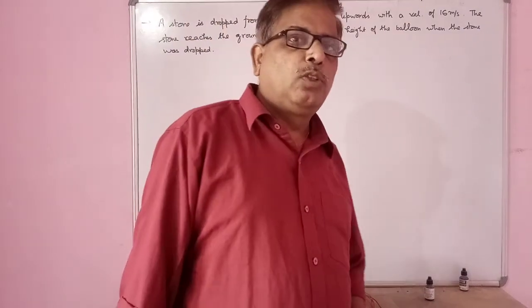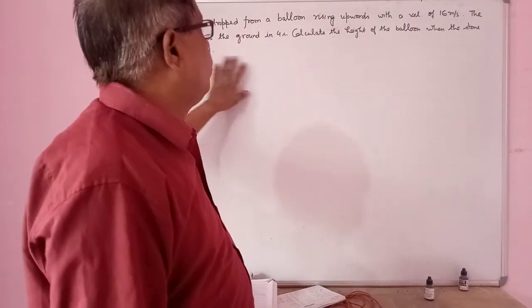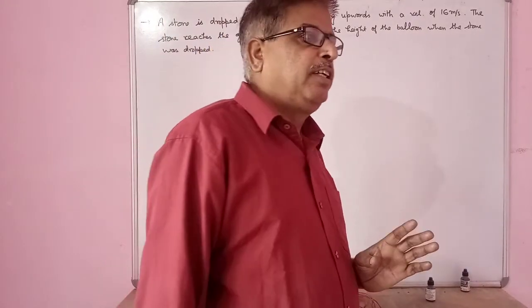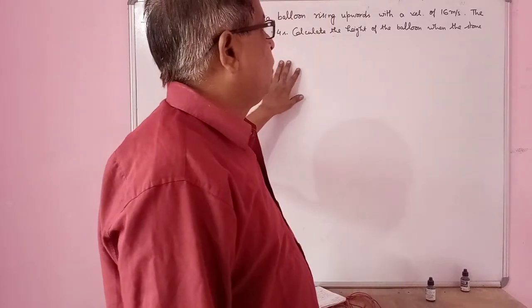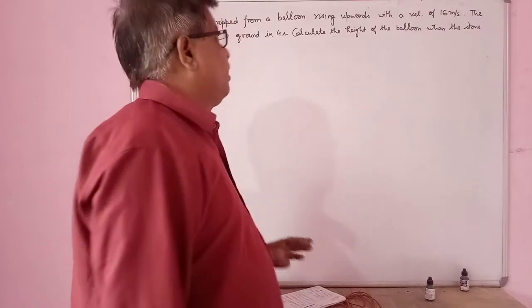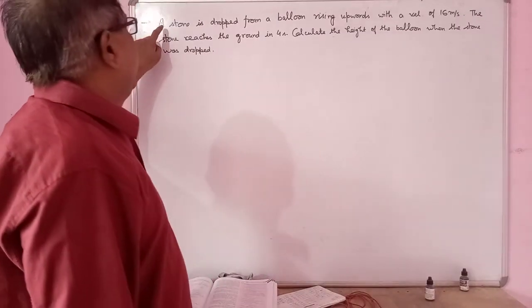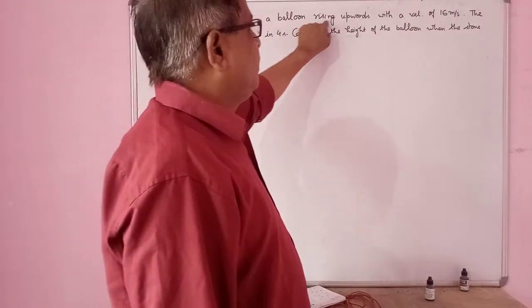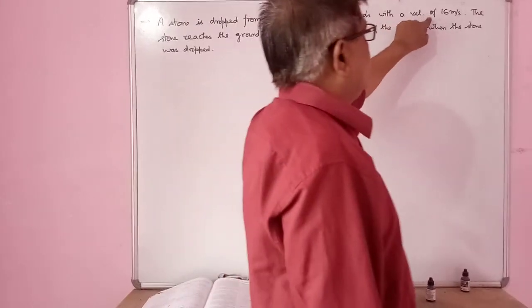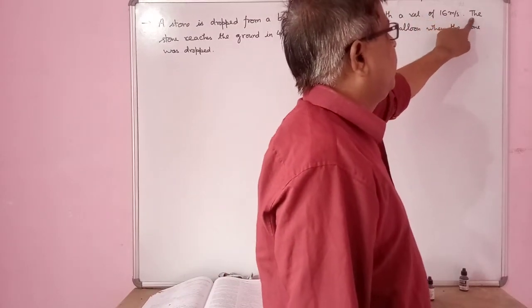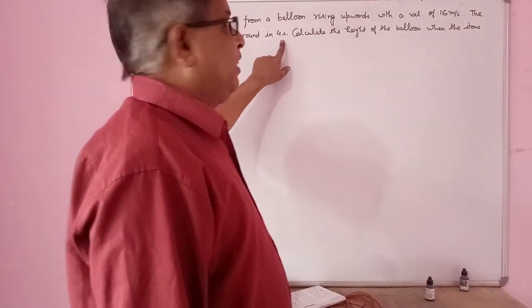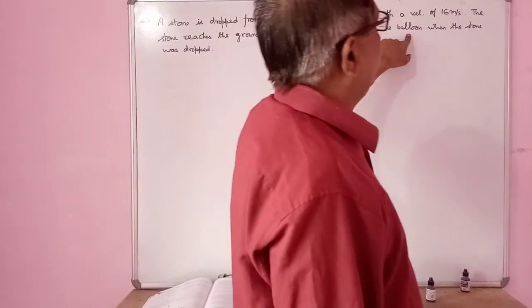So students, today we will discuss a numerical problem based on motion under gravity. The problem is: a stone is dropped from a balloon rising upward with a velocity of 16 meter per second. The stone reaches the ground in 4 seconds. Calculate the height of the balloon when the stone was dropped.